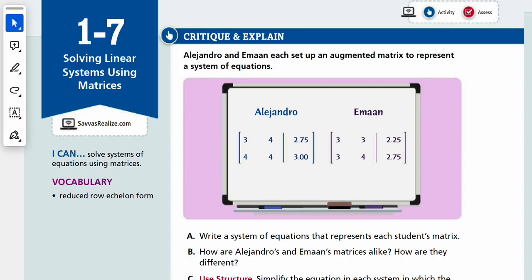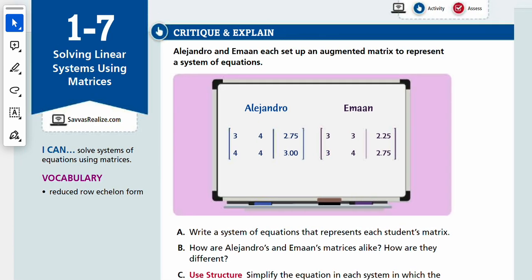Hi, welcome to Algebra 2, Lesson 1-7, Solving Linear Systems Using Matrices. In this lesson, we'll be able to solve systems of equations using matrices. So the vocabulary that you need is reduced row echelon form. We'll look at that later in detail. Let's start with critique and explain.